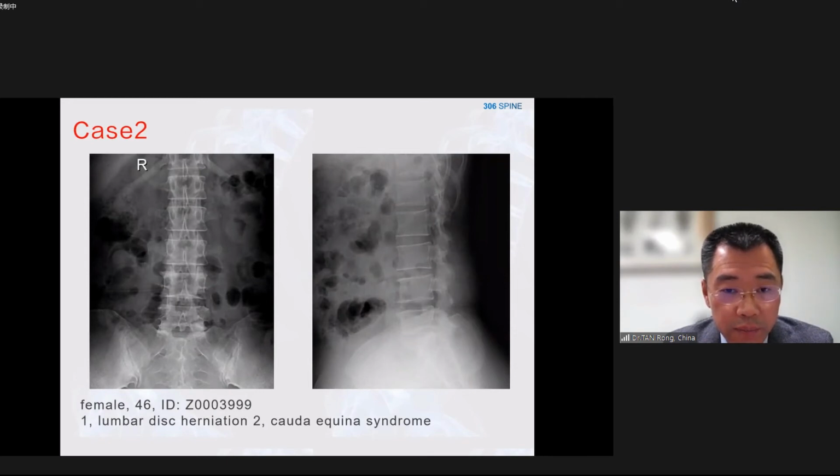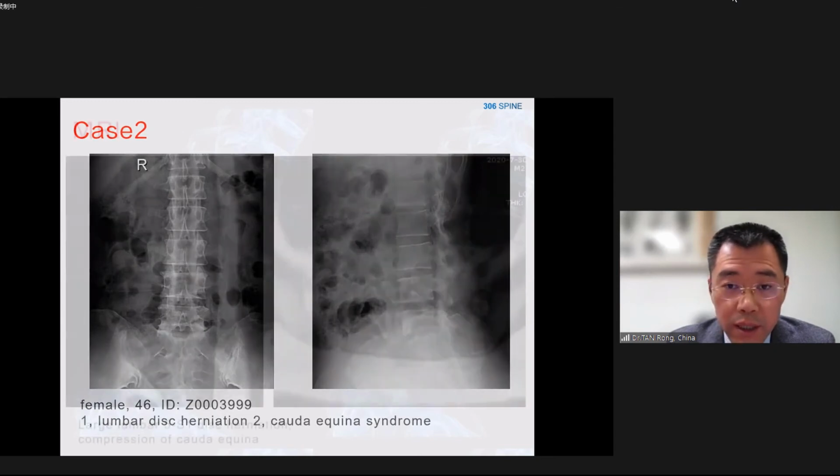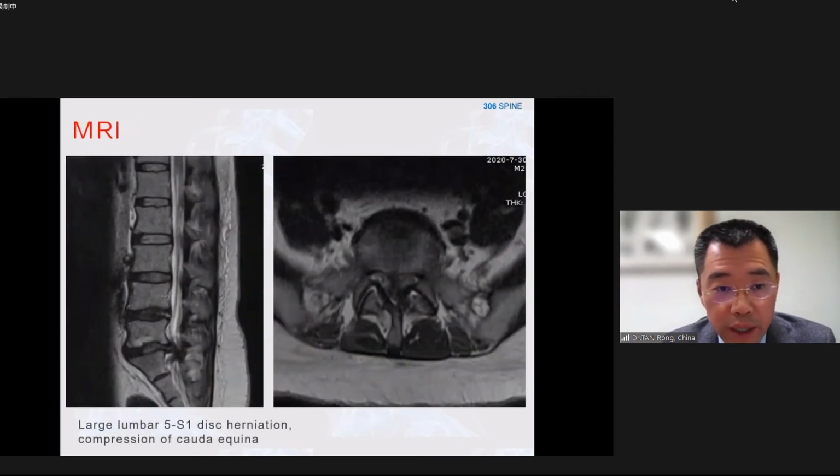Case 2, a female of 46 years old, who had cauda equina syndrome. The X-ray is normal. On MRI, we can see a large disc herniation at lumbar 5 S1, and we can see severe compression of the cauda equina.